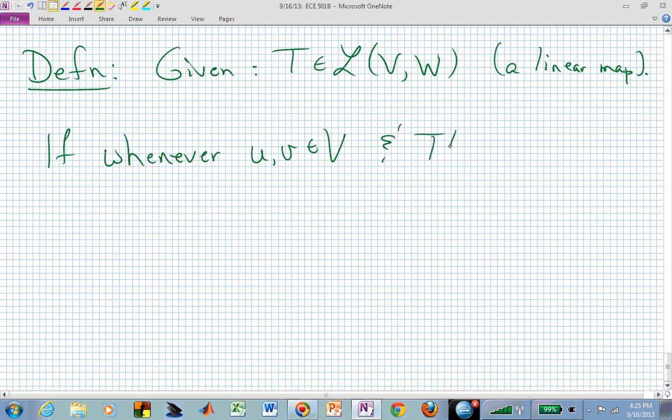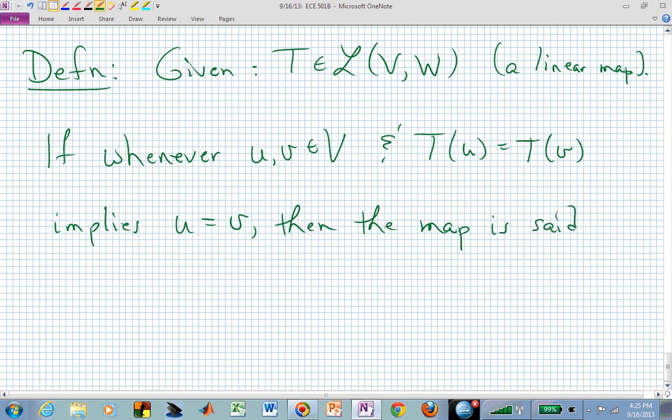and T of u equals T of v implies that u must equal v, then the map is said to be injective. Or you might hear some books or people call this a one-to-one mapping.